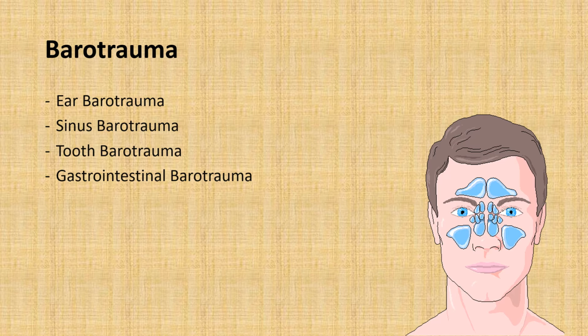Coming during flight, this occurs due to the pressure difference between the middle ear and the cabin pressure. Inadequate equalization during ascent or descent can lead to discomfort, pain, or even hearing loss. Another one is sinus barotrauma. Similar to the ear barotrauma, this involves pressure differences between the sinuses and the cabin pressure, causing pain, discomfort, or bleeding.